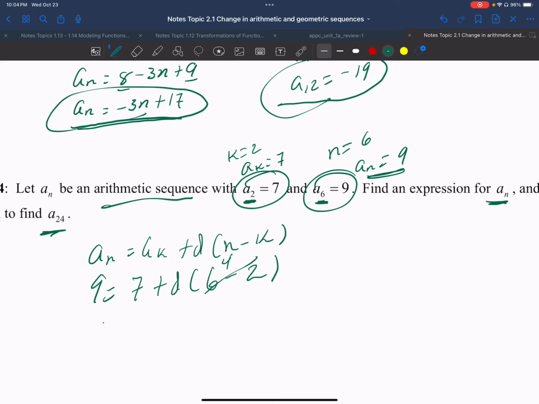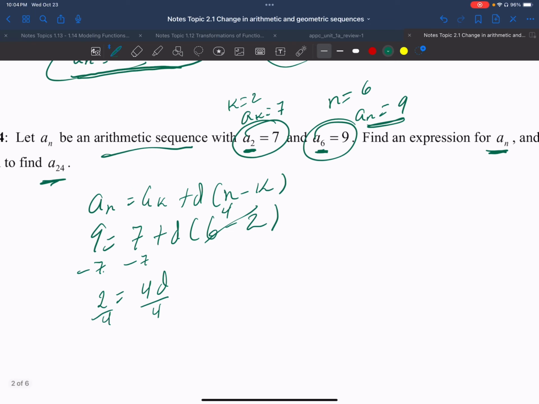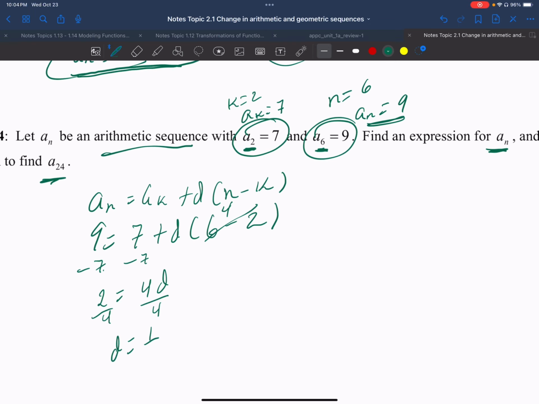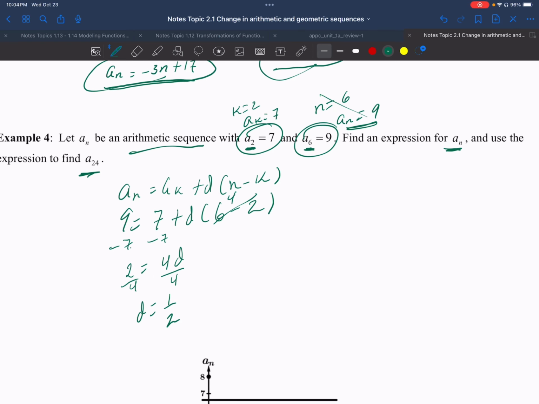And then I end up with 9 equals 7 plus 4d. I need to subtract 7 from both sides, so that will give me 2 equals 4d. Divide both sides by 4, and then I get d equals 1/2 when I simplify. After that, I'm going to ignore this because I need a sub n.